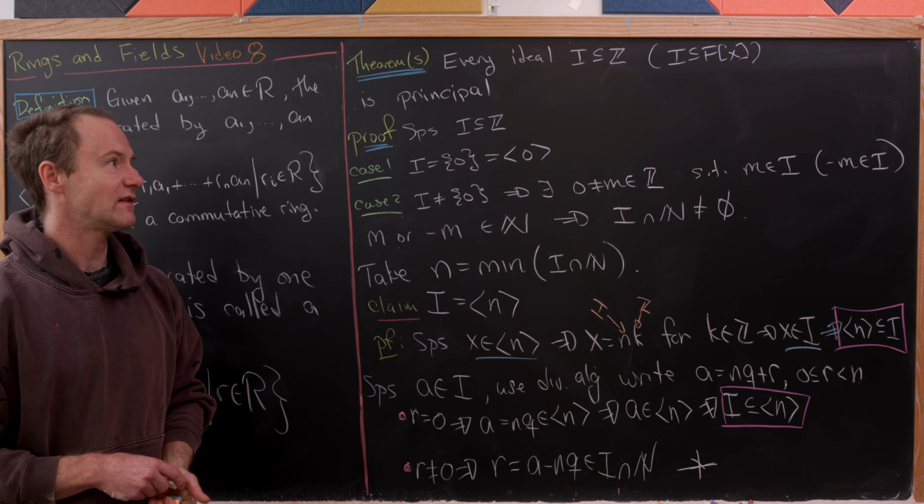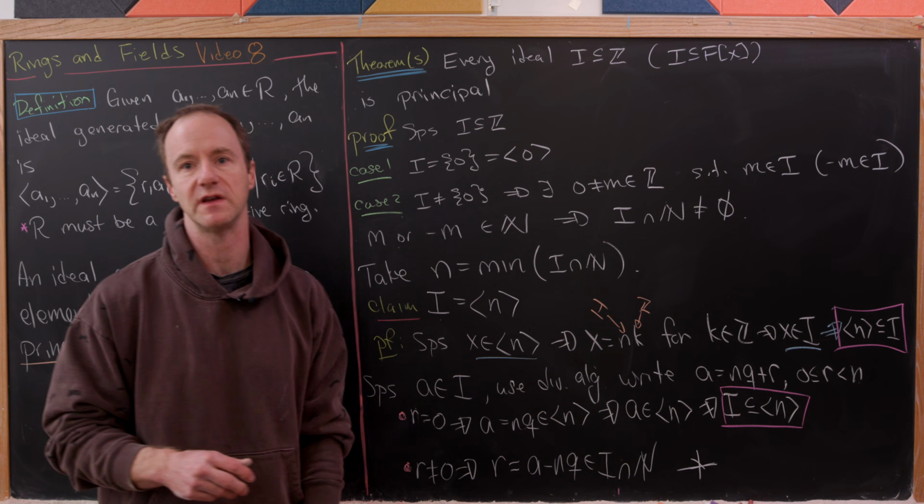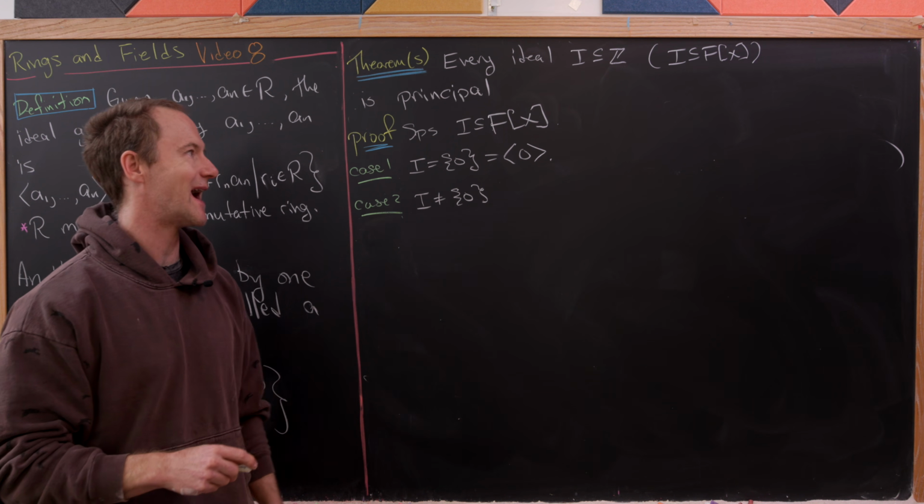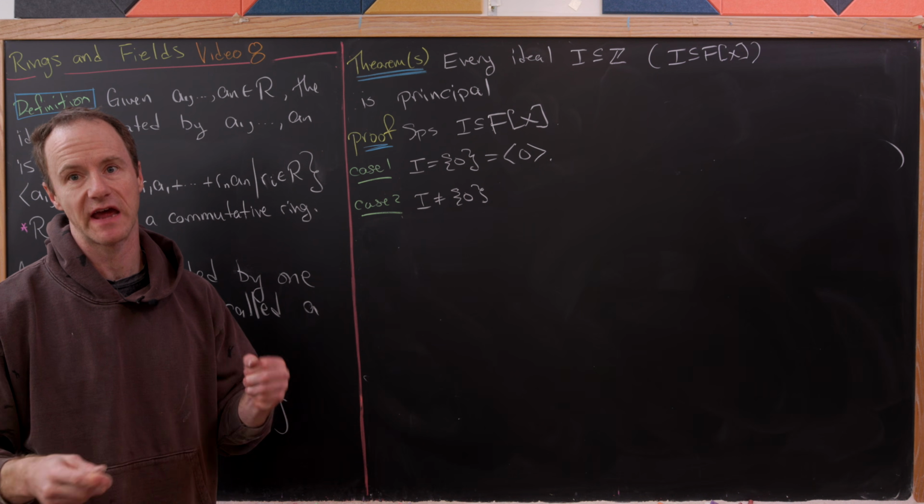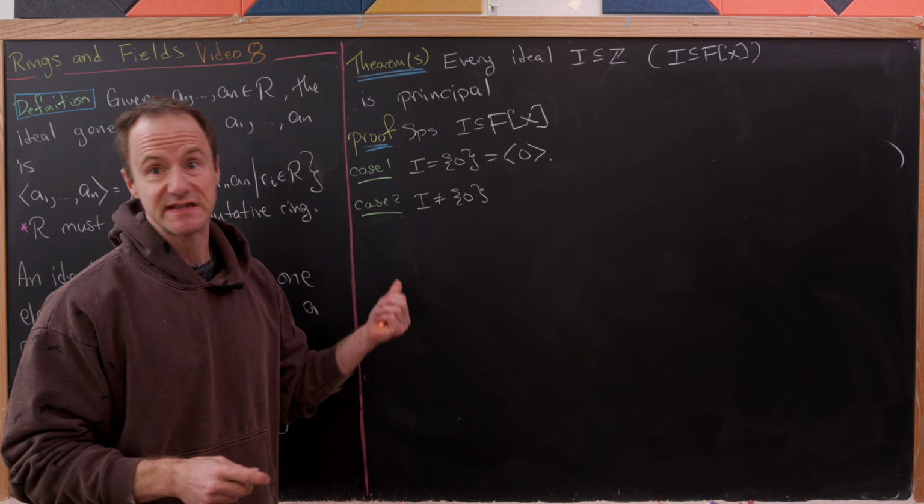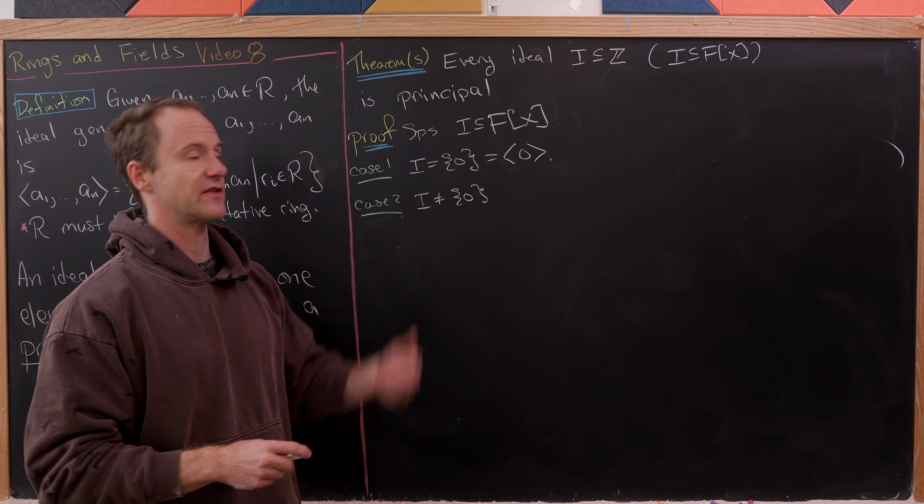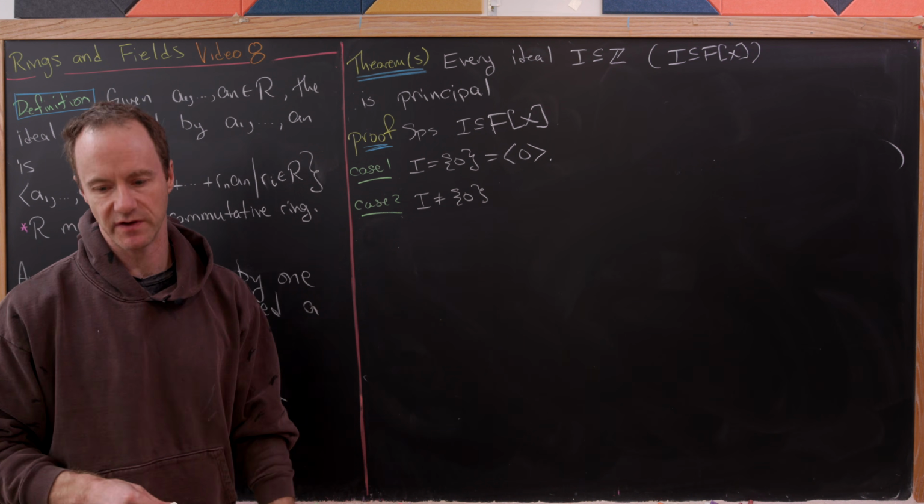Okay, so now let's prove the same result for polynomials over a field. All right, so now let's suppose we've got an ideal I of F adjoin x. That's the ring of polynomials over a field F. That's an arbitrary field. But we're left with the same two starting cases. I is either the trivial ideal, in which case it's immediately principal, or it's not the trivial ideal.